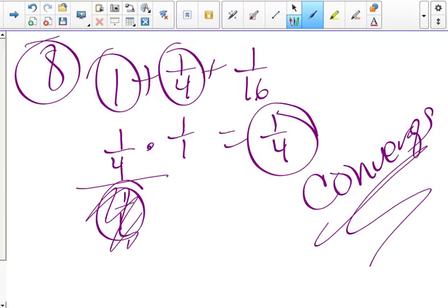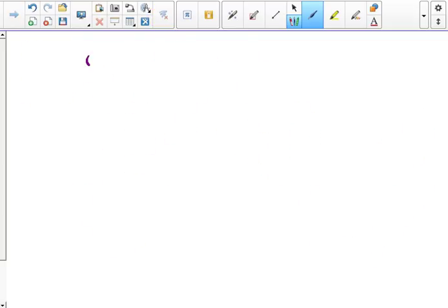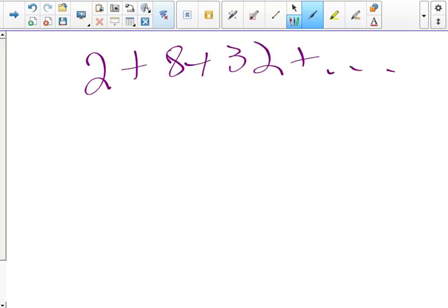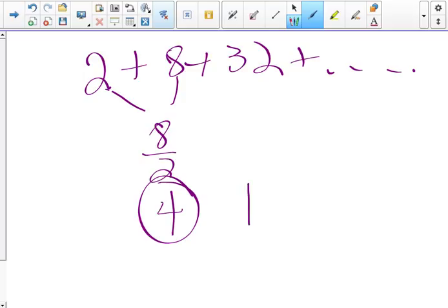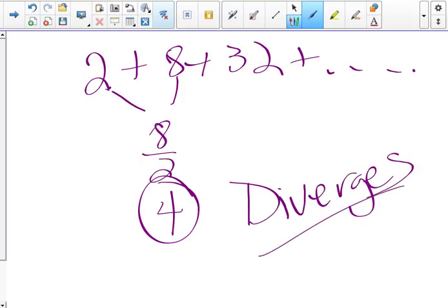Now, let's look at number 9. We have 2 plus 8 plus 32 plus ellipsis. Does it converge or diverge? Okay, so we're going to go 8 divided by 2, which is 4. That's greater than 1, so it diverges. Okay, and now do 10 and 11 on your own, okay?